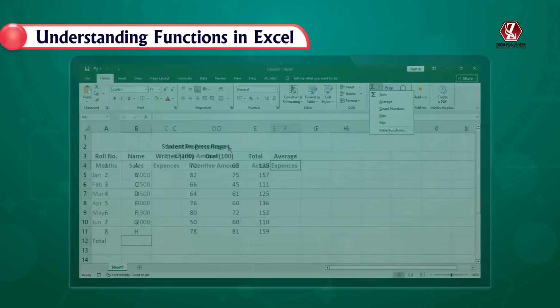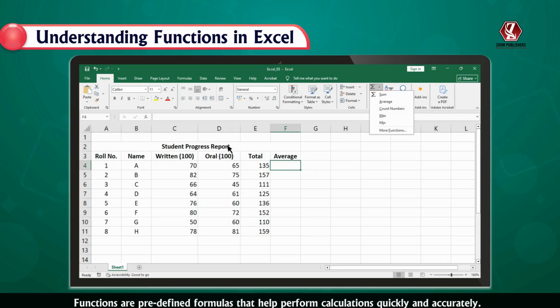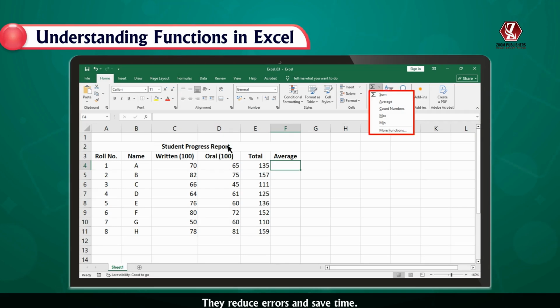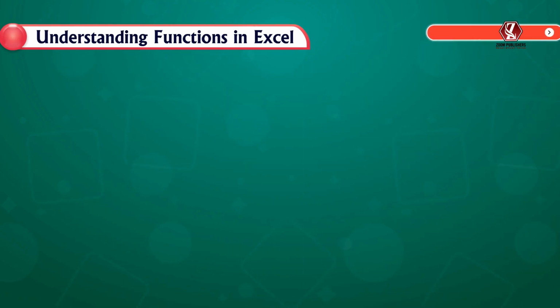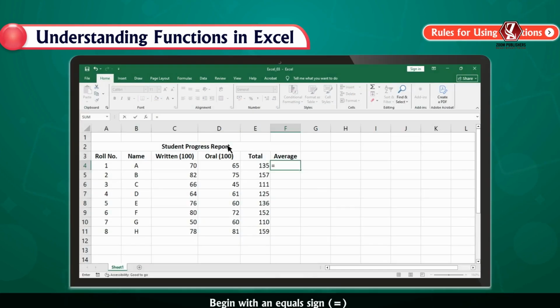Understanding functions in Excel. Functions are predefined formulas that help perform calculations quickly and accurately. They reduce errors and save time. Rules for using functions. Begin with an equal sign, use a valid function name, include parentheses, place arguments inside parentheses. Common Excel functions: SUM(C4:D4), AVERAGE(C4:D4), MIN(E4:E11), MAX(E4:E11).